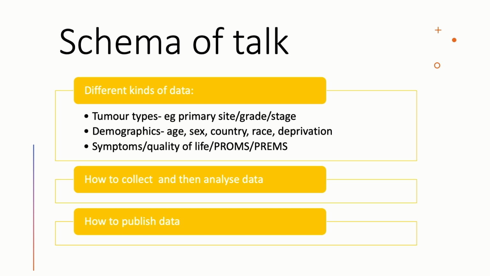What I'm going to talk about is, first of all, different kinds of data. Those would be like the type of tumors, for instance, and then the demographics, so the type of patients, and then I'll talk a little bit about quality of life and symptoms and PROMs and PREMs. I'll talk a little bit about how we collect the data and how you can collect the data, and a little bit about how to publish the data.